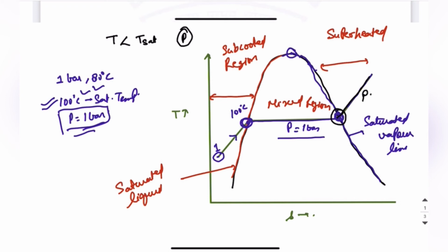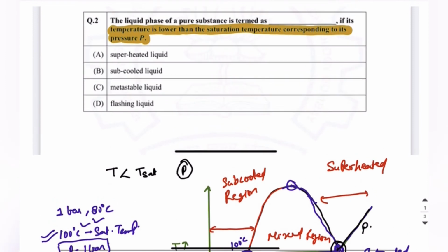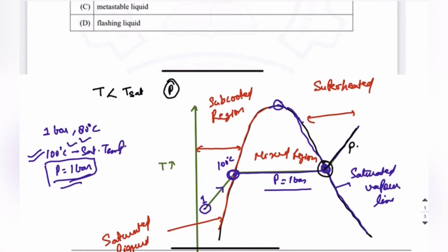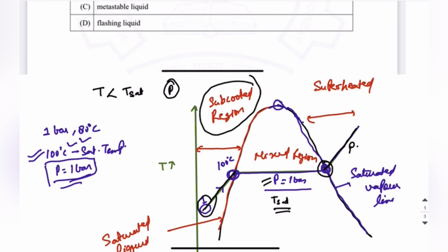So the question says, if its temperature is lower than the saturation temperature. Now this is the saturation temperature, as already said, corresponding to the pressure P. If the temperature is less than this T saturation, then in this region the temperature will be less than the saturation temperature, and this is the subcooled region.